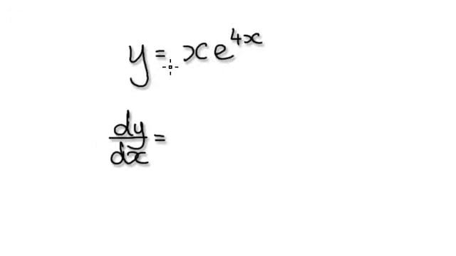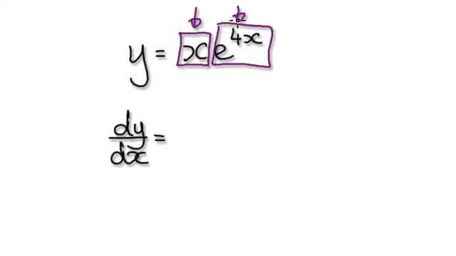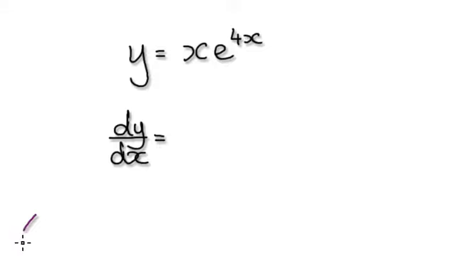Okay, so given this, y equals x, blah, blah, work out dy by dx. So bear in mind that you're differentiating it with respect to x. So that means you've got to use the product rule here. So remember the product rule: differentiate this, leave this the same, and then leave this the same, differentiate this. Anyway, find out dy by dx, press pause and have a go.